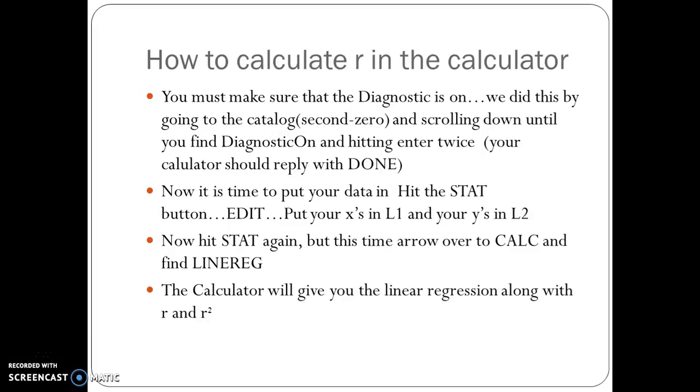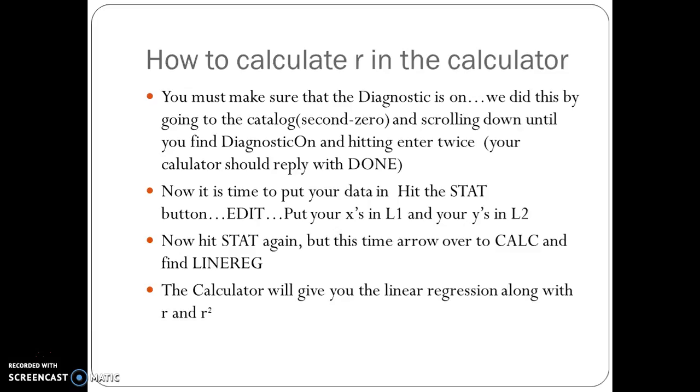Okay. How do you calculate R in the calculator? Well, the first thing you have to do is make sure diagnostic is on. And we did this by going to the catalog. Hit second 0 to get to the catalog, scrolling down until you find diagnostic on and hitting the enter twice. Your calculator should reply with the word done.